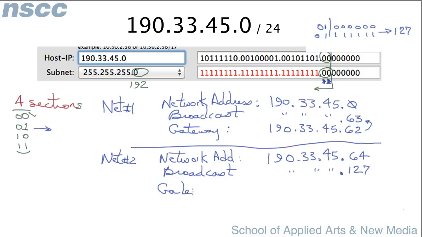Again, I could choose a gateway for any number in between, so from 65 to 126. For the purpose of our course, we'll always choose one less than the broadcast. That's just sort of a local standard, so we'll just choose this. And then any other in between here from 65 to 125 can be used for hosts.